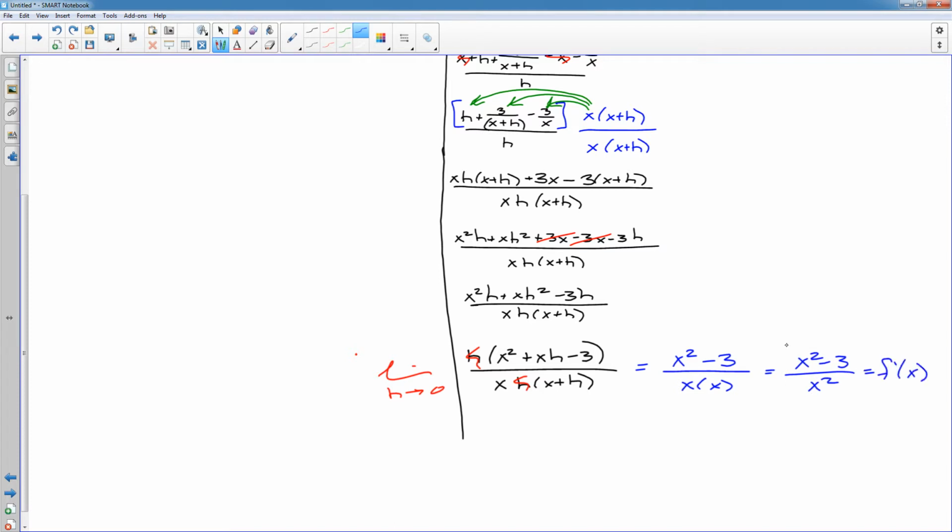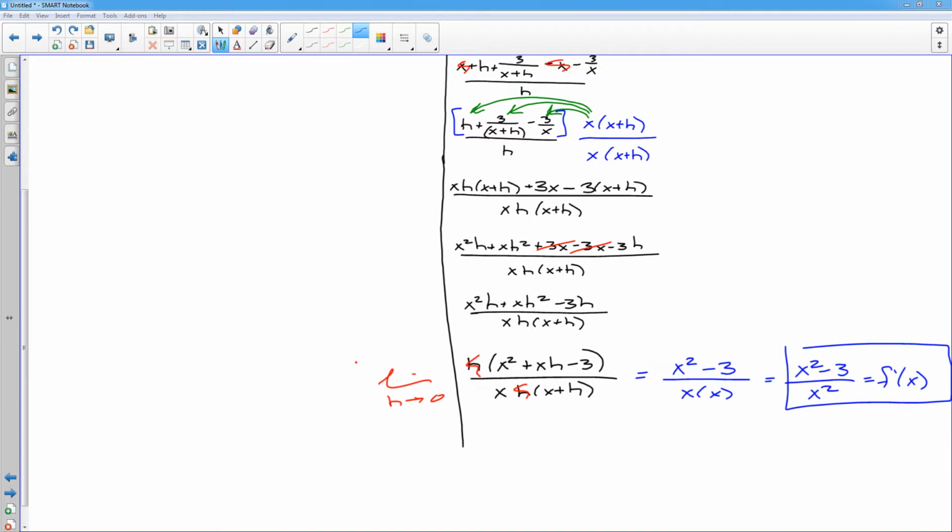Quite a lengthy problem, very heavy on the algebra, but you have to be very careful with that to make sure that you don't make any mistakes. And if you really want, you don't have to do this, but this does simplify. x squared over x squared is 1 minus 3 over x squared. You could split up that fraction and clean it up to 1 minus 3 over x squared if you so desire, but that's not necessary. Okay, next problem.